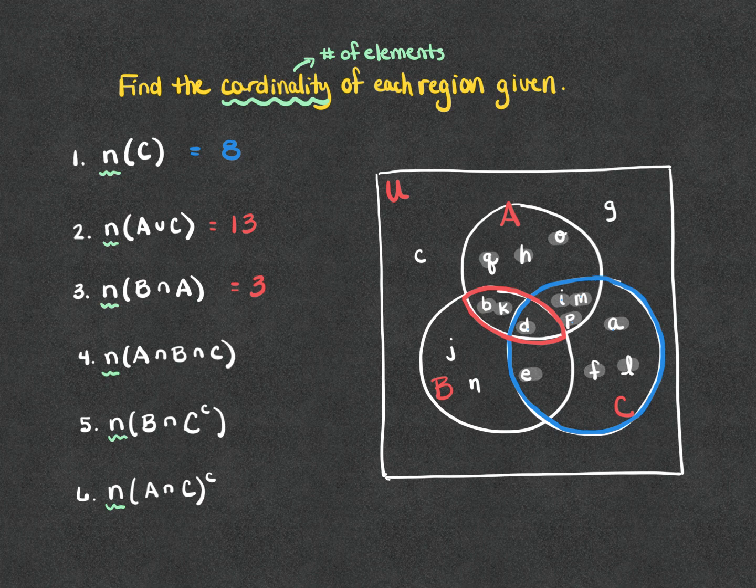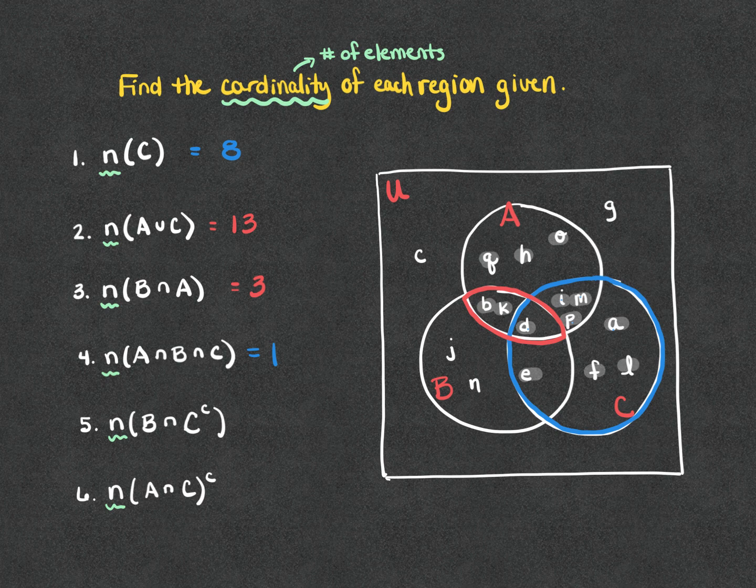Next, we will move on to finding the cardinality, or the number of elements in the intersection of A and B and C. So what we're looking for is where do sets A, B, and C all overlap? And that's right here in this very center section. And we want to count the number of elements that fall in that section, and that is 1. There is one element in the intersection of A and B and C.